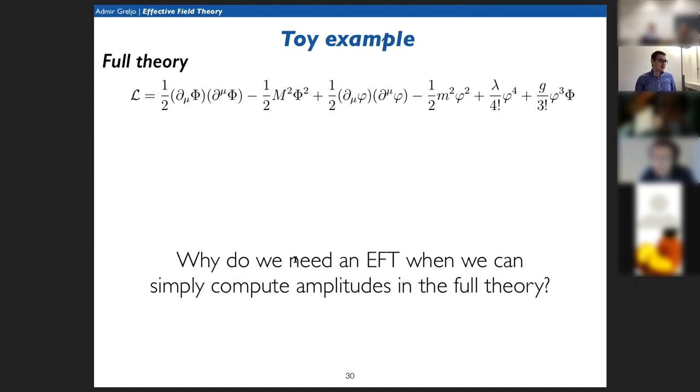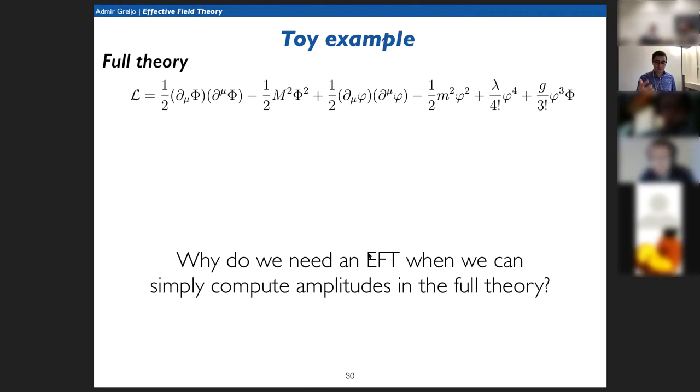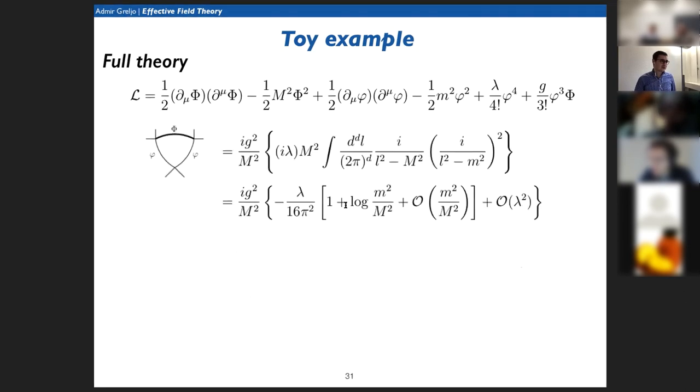So let me now answer this question. Why do we need an effective theory when we can simply compute amplitudes in the full theory? Okay. So why do we need top-down effective field theories? All right, it's a technical thing about calculation.